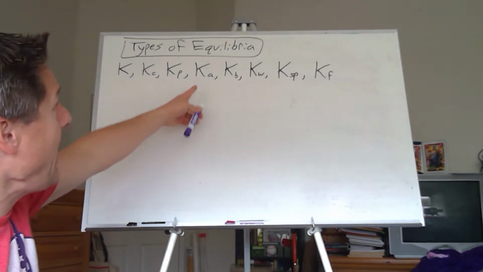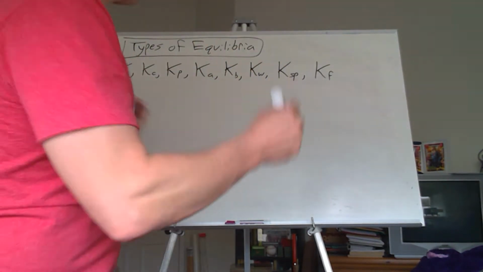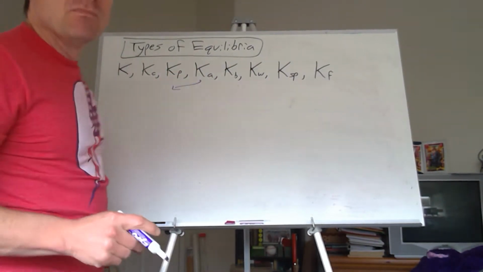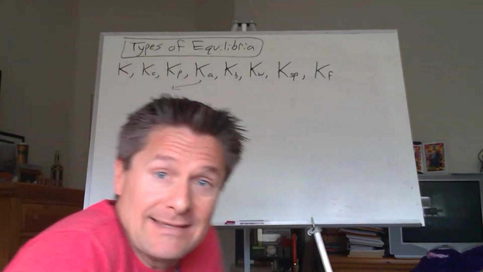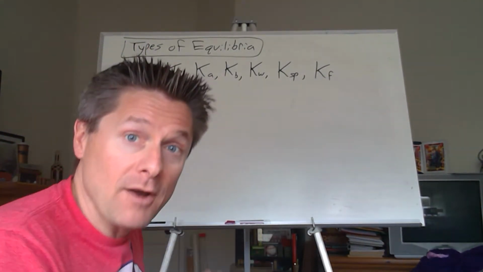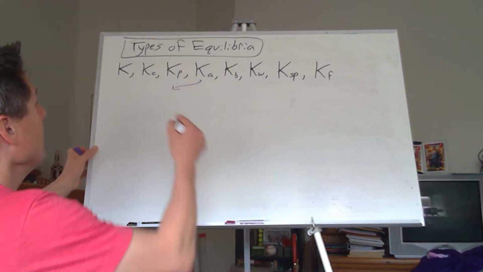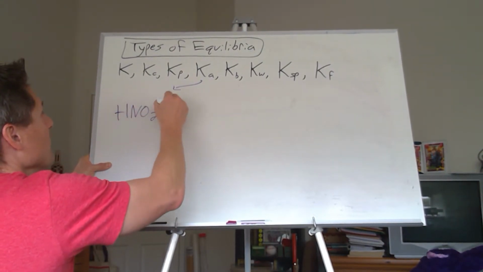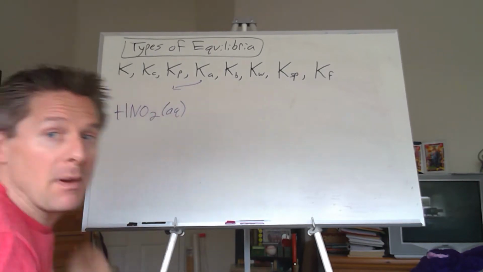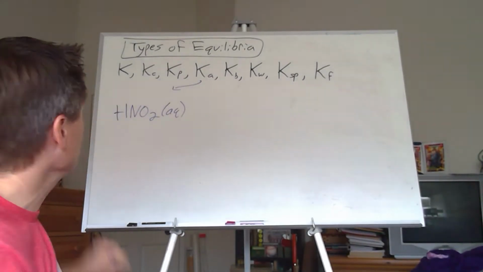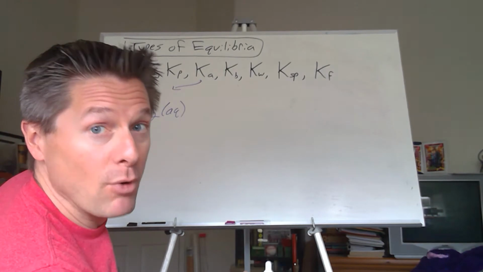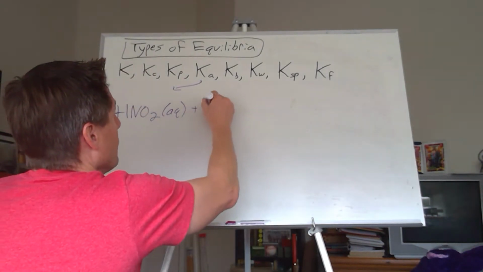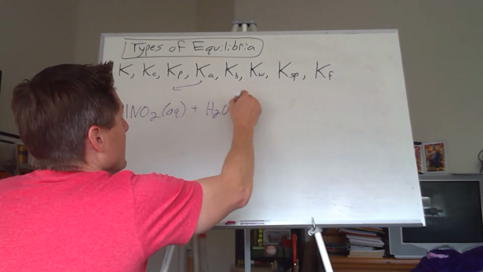So for Ka, we've already done the first 3. Let's do Ka. That will be for a weak acid that's ionizing in water. So let's take any acid that's a weak acid. For example, let's take nitrous acid, HNO2. And if you remember back from earlier chapters, that will actually donate a proton to water. So that's going to react with water in solution.